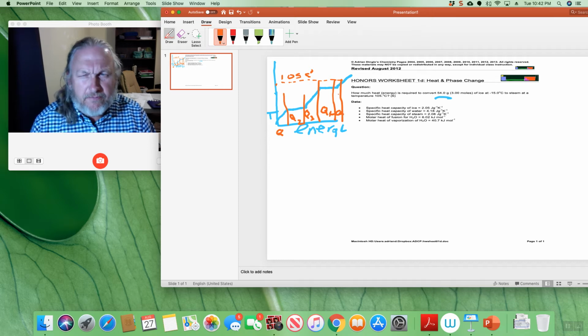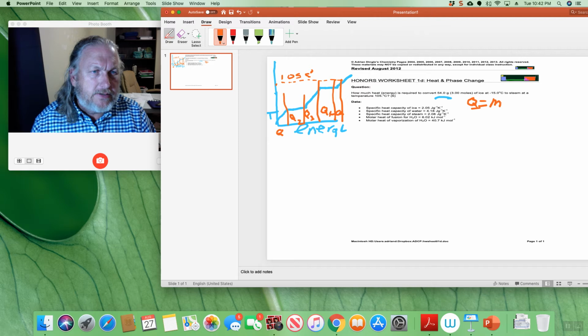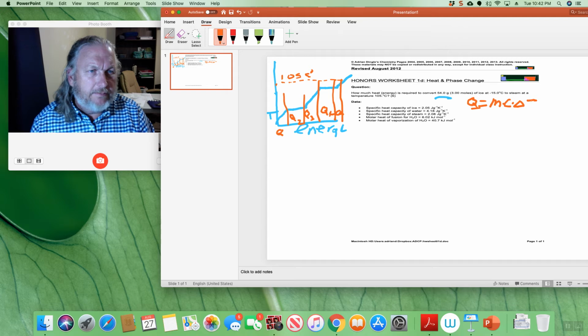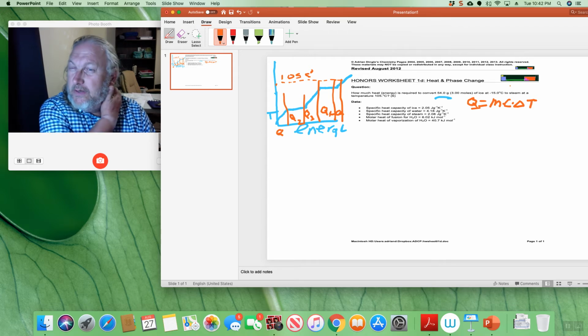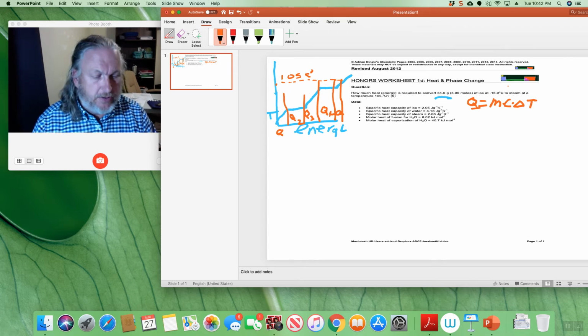Now we've got three different formulas we're going to use. The first one, my favorite, Q equals mass times specific heat times delta T, or as I like to call it, QMCAT. This we can only use whenever there's a change in temperature. So those areas are going to be right here.